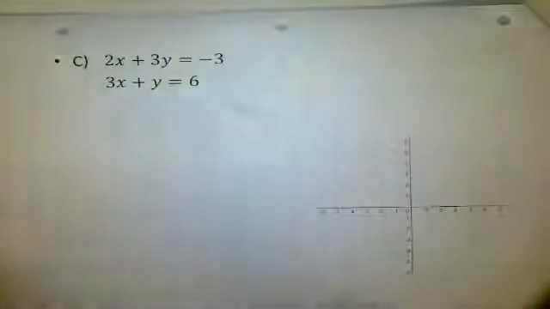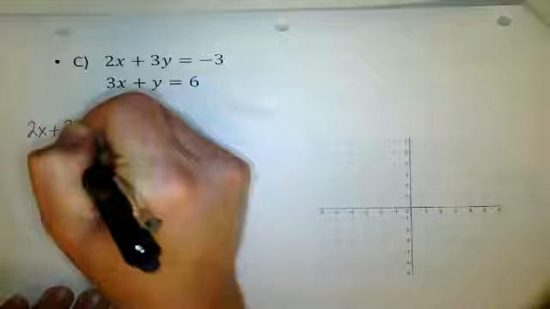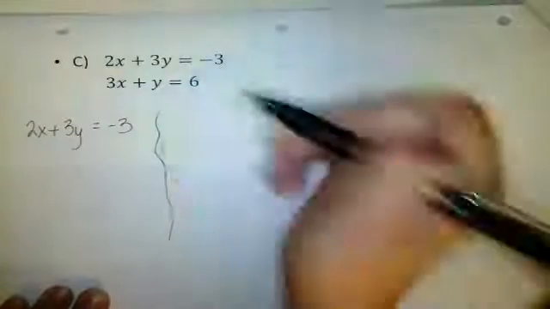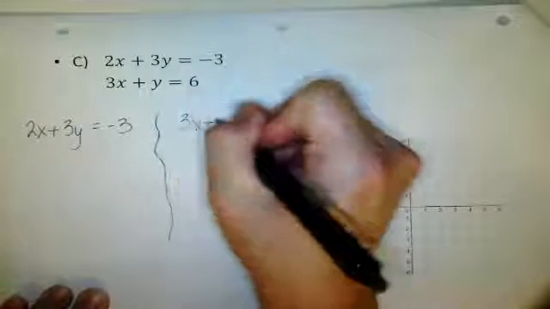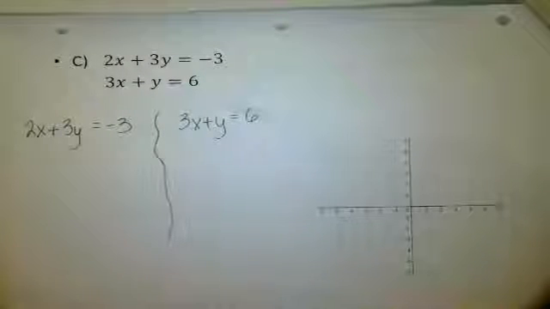2x plus 3y. I'm going to go ahead and separate these two equations. 2x plus 3y equals negative 3. And 3x plus y equals 6. And I'm separating them just because I have to get y by itself. So I need some room to do that.